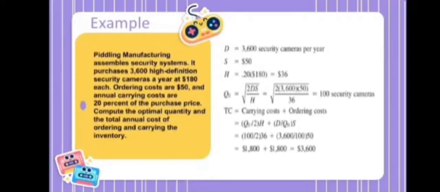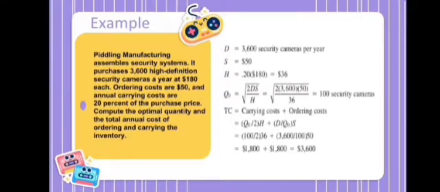So we have another example. Building Manufacturing Assemble Security Systems purchases 3,600 high-definition security cameras a year at 180 US dollars each. Ordering costs are 50 US dollars and annual carrying costs are 20% of the purchase price. Compute the optimal quantity and the total annual cost of ordering and carrying the inventory.